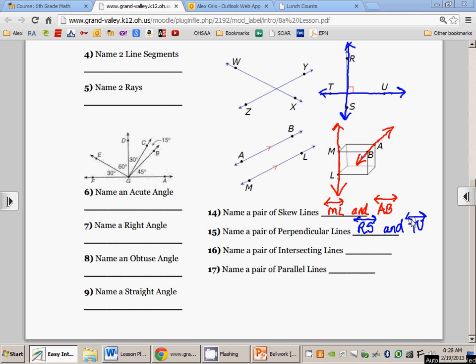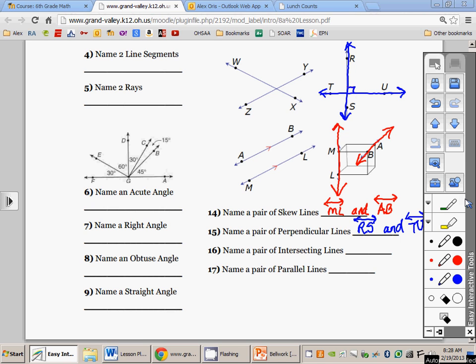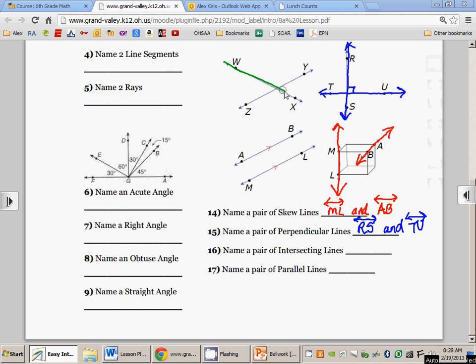Number 16. Even though RS and TU are intersecting, they intersect in a special way, basically. They form a 90-degree angle. So which two just simply meet? Which two are intersecting? Gabby? WX and ZY. WX and ZY are intersecting. WX and ZY.